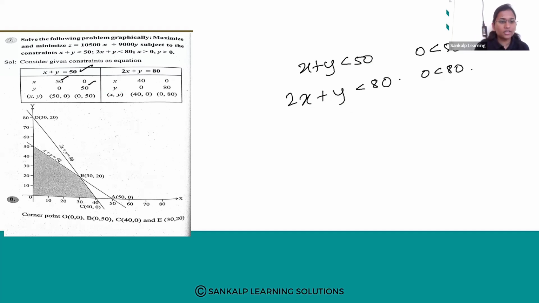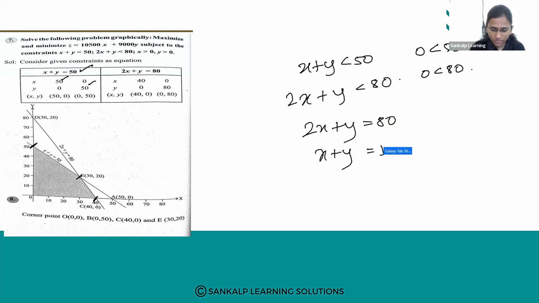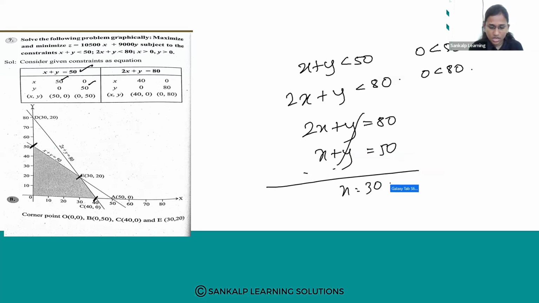So this shaded region that you can see is the final feasible region, and x and y are both non-negative. So here 0, 50, here 40, 0, and this is the intersection of both the lines. Okay, if I solve these two lines, 2x plus y equals 80, x plus y equals 50, x equals 30. Right? So if x is 30, y will be 20.